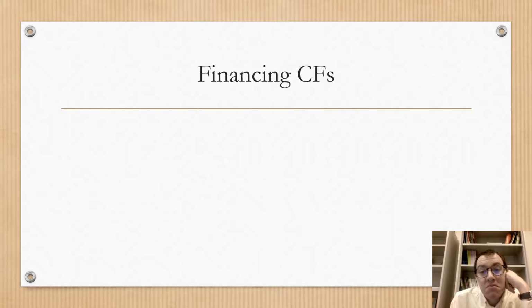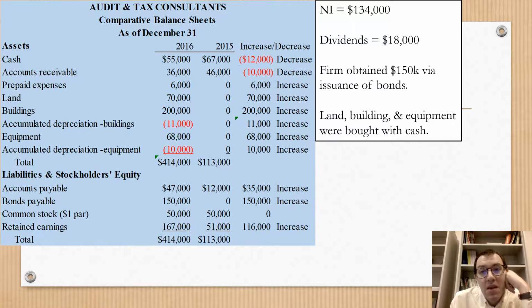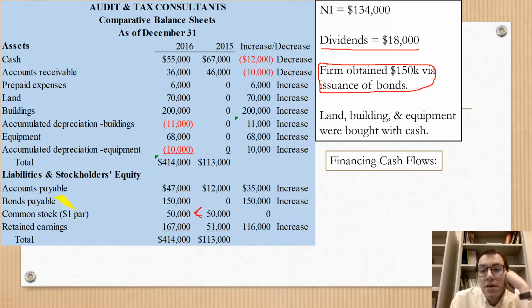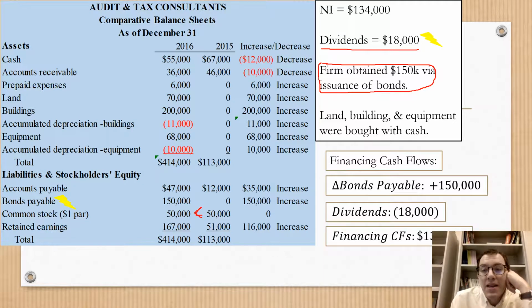Financing cash flows, also pretty easy. You pay dividends, that's a negative cash flow. And then you receive some money from issuing bonds, that's a positive cash flow. And you didn't issue any stock because I can see your common stock account is unchanged. So there you go. Plus 150 minus 18, so it should be $132,000 provided by financing activities.